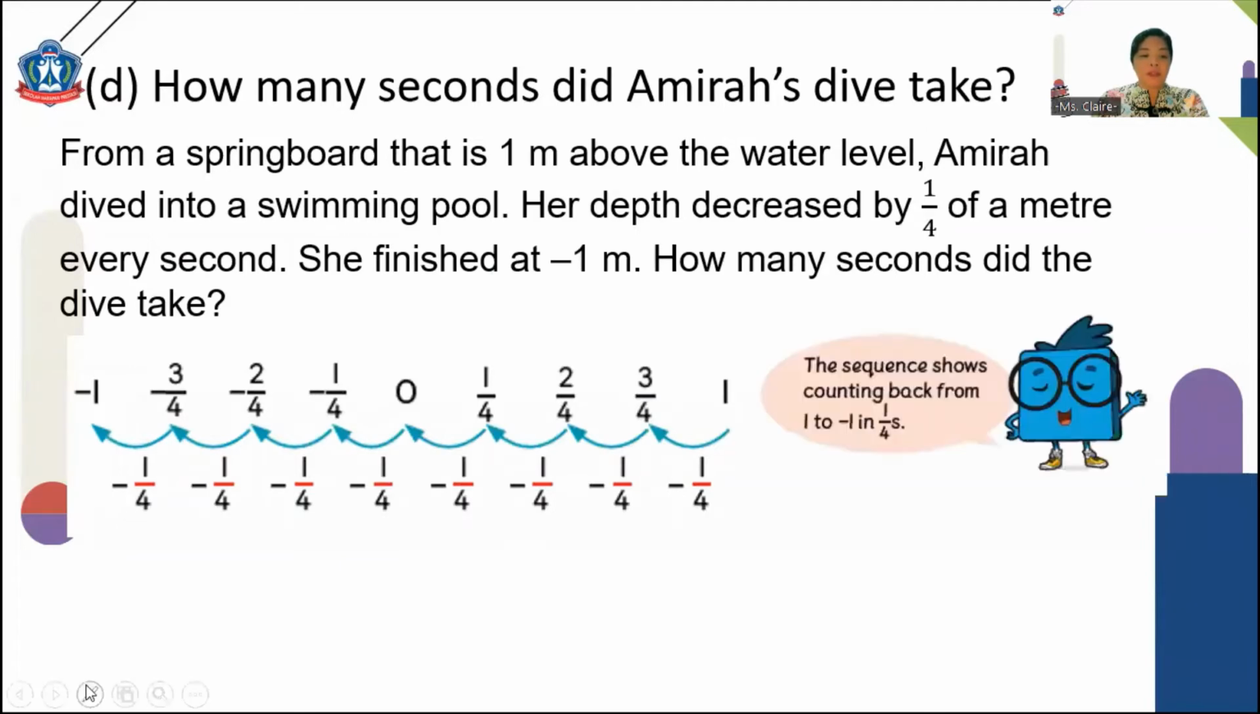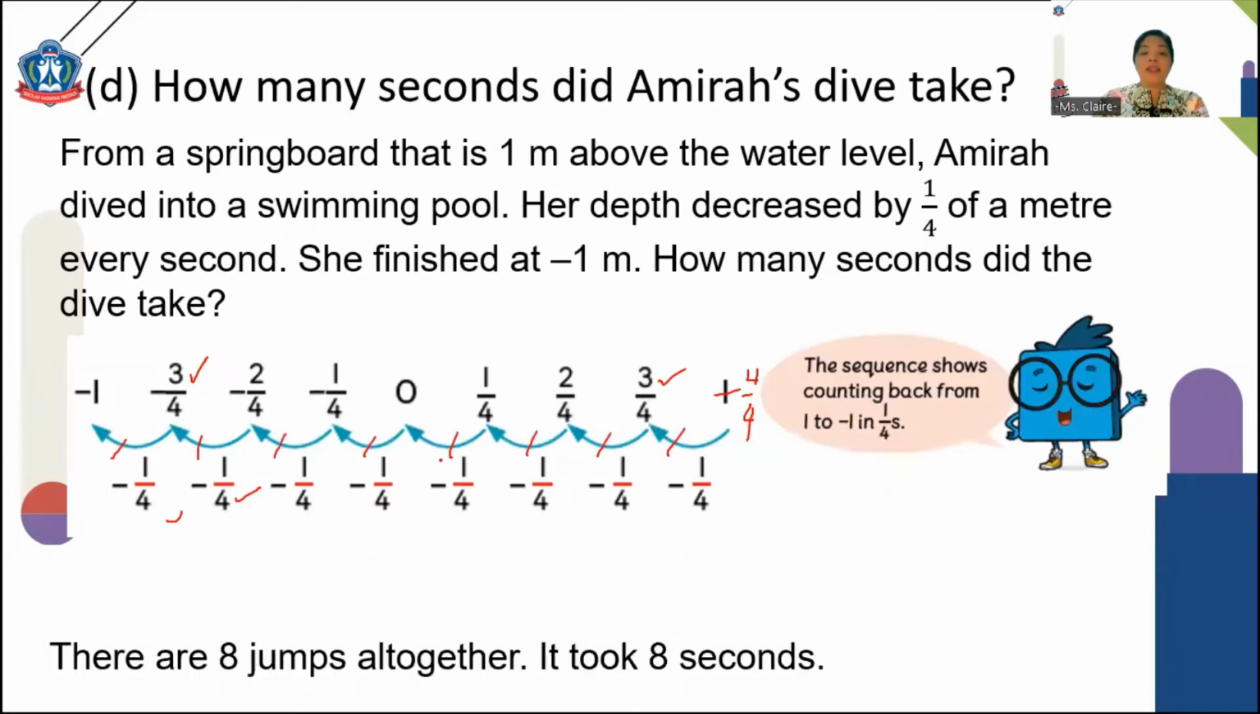From 1 meter, take a look. We subtract 1/4, that is 3/4, right? This is 4/4, right? So minus 1/4, 3/4, minus 1/4, 2/4, minus 1/4, 1/4. 1/4 minus 1/4, 0. 0 minus 1/4, this is -1/4. Minus 1/4, -2/4. Minus 1/4 again, -3/4. Minus 1/4, that is -1. So how many seconds? There are 1, 2, 3, 4, 5, 6, 7, 8. So it takes 8 seconds for her to go from 1 meter to -1 meter.